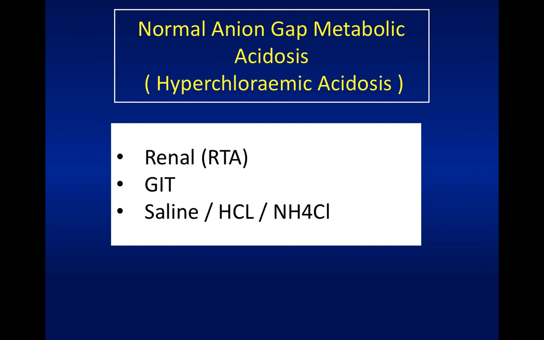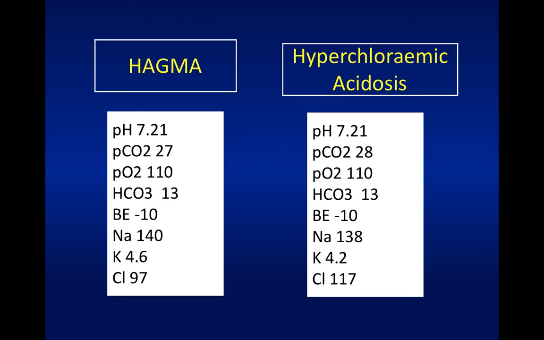Renal tubular acidosis, I'm not going to go into details there, but basically your kidneys have trouble with reabsorbing the bicarbonate. And saline is an acid, and so is hydrochloric acid and ammonium chloride. So sometimes people get given those obscure things for therapy, and that causes an acidosis.